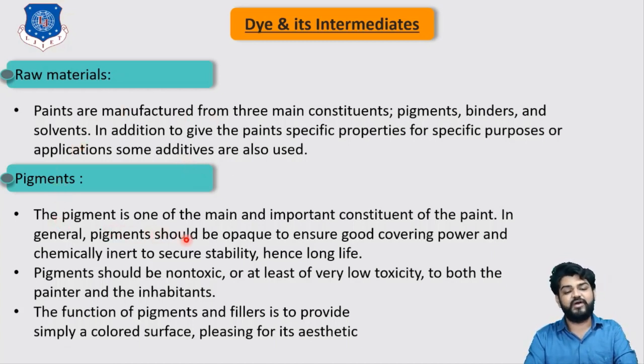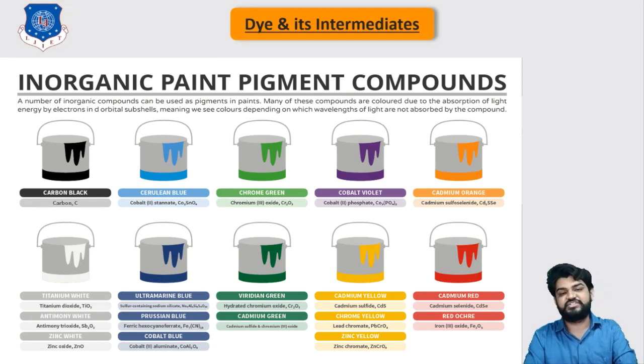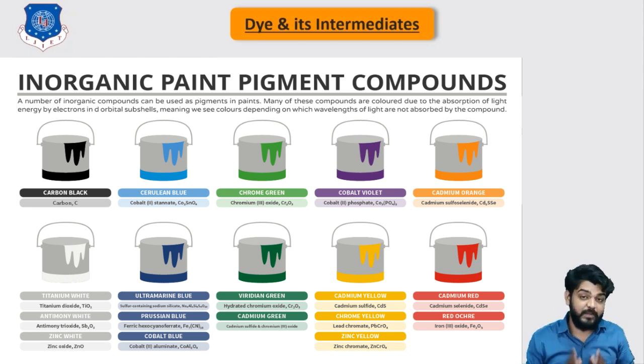The pigment is one of the main and important constituents of our paints. In general, pigment should be opaque and ensure good covering power, and be chemically inert to secure stability, which ultimately increases the life of the paint. Pigment should be non-toxic or at least very low in toxicity, so there should not be any toxic material harming both the painters and the inhabitants. Now the function of the pigment and the fillers is to protect and color our surface. So the main function of the pigment is to protect our colored surface, right?